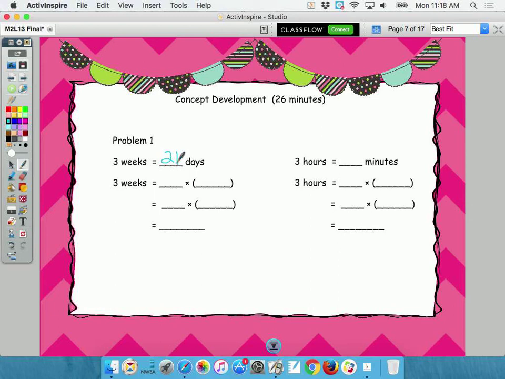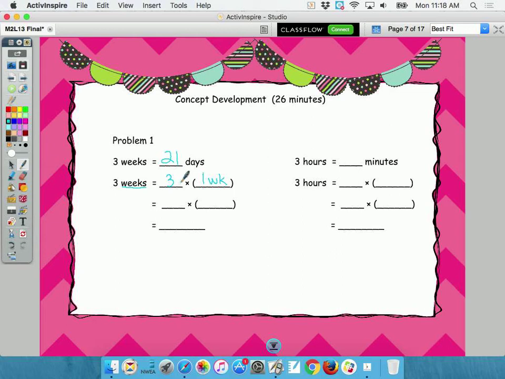Now there's a trick. 1 unit always starts with the number 1, and it's always the unit of measurement that you start with. So 1 unit, what do you think it is, boys and girls? 1 week. Now remember, I'm teaching you a strategy, and it will make sense here in a couple problems, okay? All right, so I'm going to do 3 copies of 1 week.